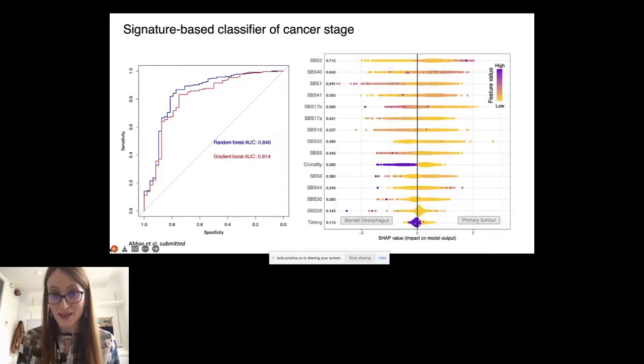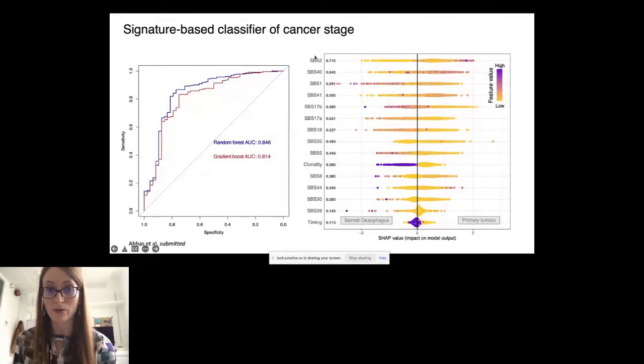Here are the mutational signatures that are contributing most to this prediction. This is a Shapley plot that is showing you the individual contributions of the different signatures. The signatures are ranked according to their importance in the model, and the different dots here correspond to different samples. The color of the dots corresponds to the prevalence of that mutational process in the sample. Here we're looking at distinguishing Barrett's esophagus from primary tumor, with primary tumor on the right and Barrett's esophagus on the left. You can see that signature 2 is more prevalent in primary tumors, and signature 40 as well, whereas signature 1 is more prevalent in Barrett's esophagus.